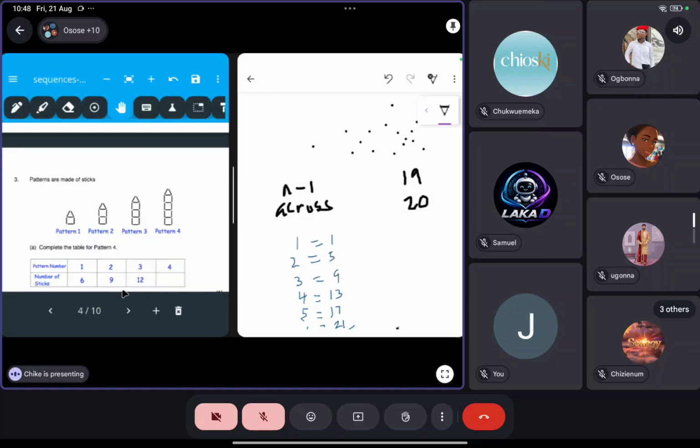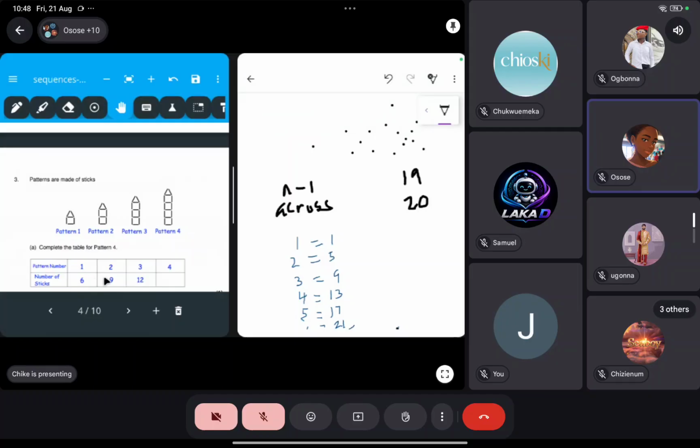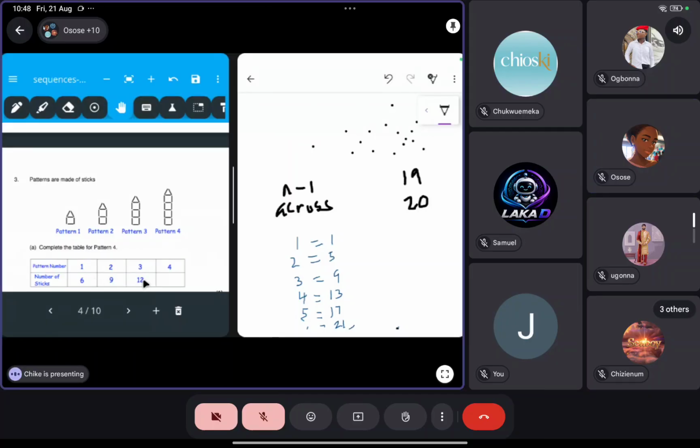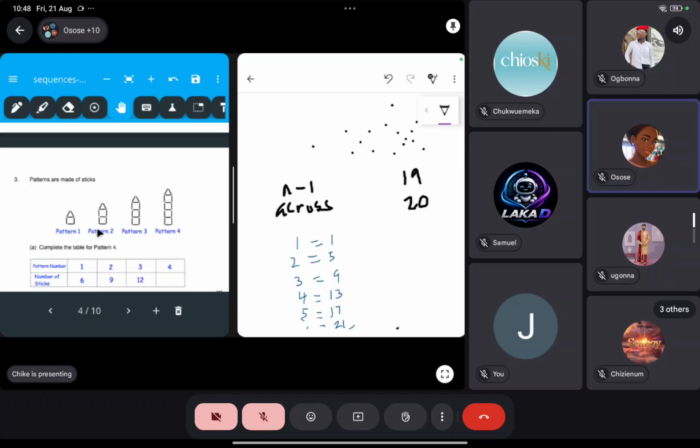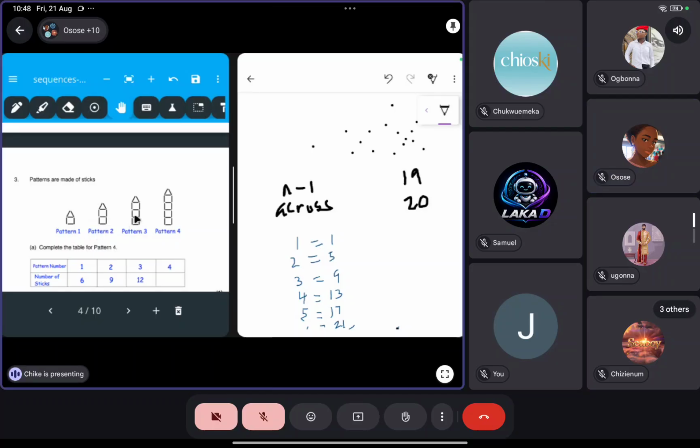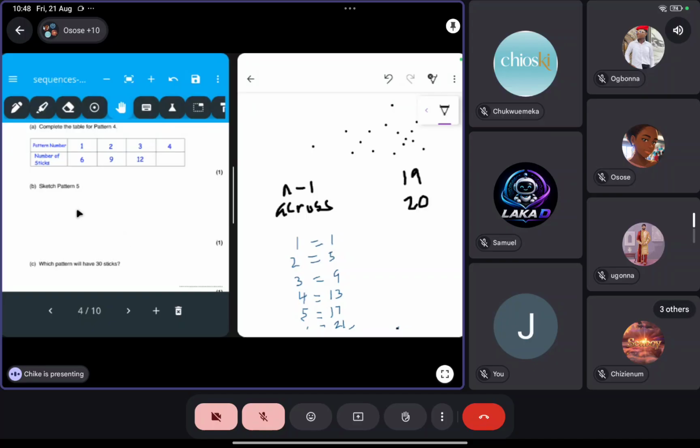Very easy: 6 plus 3 is 9, plus 3 is 12, plus 3 is 15. Or, if you want to look at the pattern way, this one is 4, then you add extra 2, and the boxes keep increasing. If you check, what you're adding is actually 3. The boxes were complete, you just added 1, 2, 3 to it. So that's correct. Sketch pattern 5.